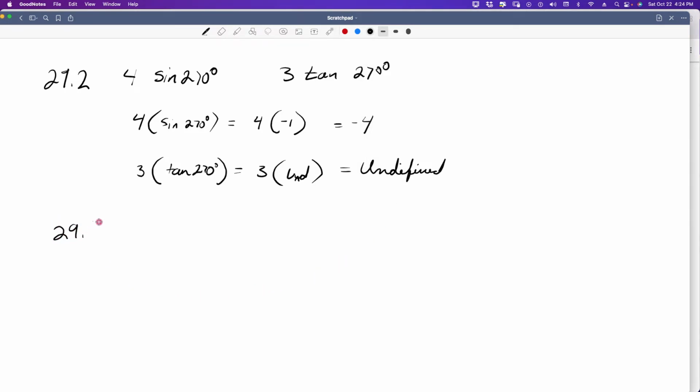So 29.3, here's our last one. So we have an evaluation to make here, and it is the sine of -135 degrees plus 3 times the square root of 2 times the cosine of 180 degrees. So I don't know why in the world they want to give us something that difficult.